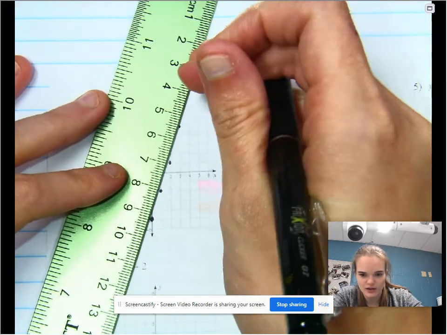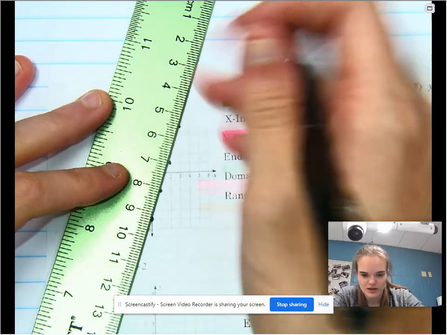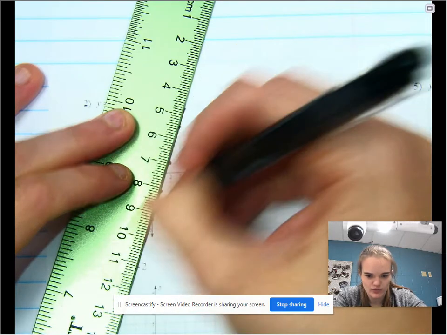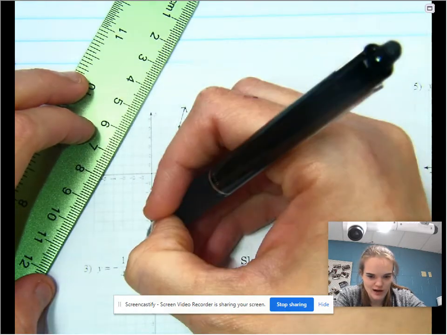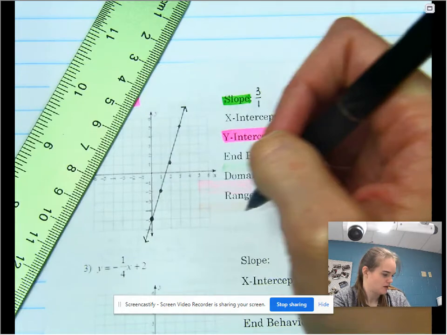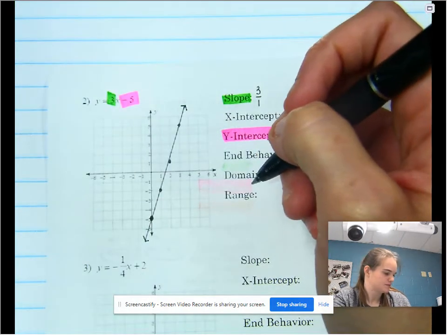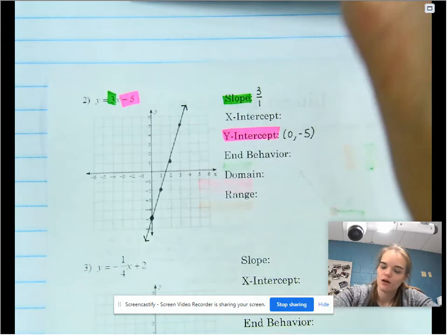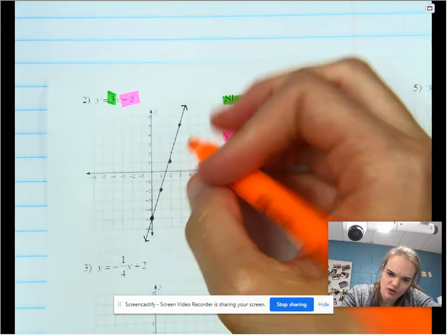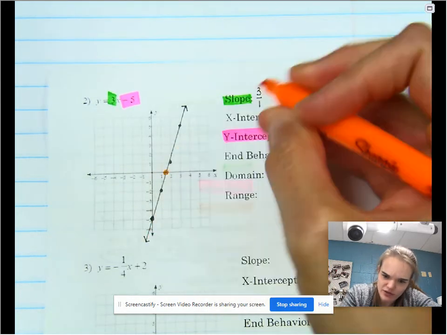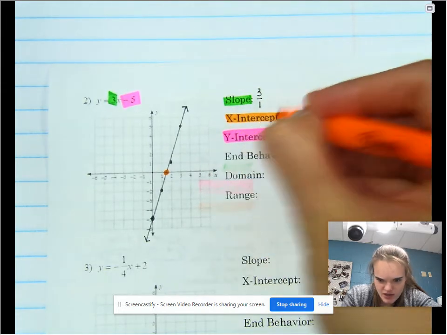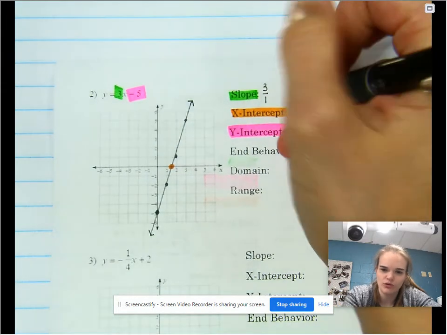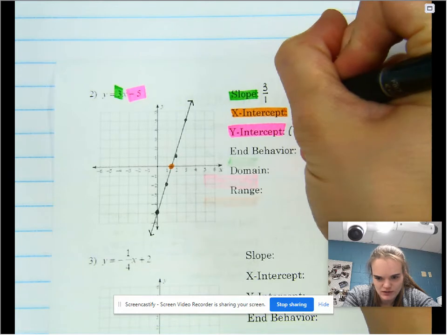Remember, I technically only have to have 2 points to make a line. I would connect them all the way through, though. I need it to cover the whole graph because I'm going to need that x-intercept. All right, so the x-intercept is where it crosses the x-axis. It looks like it crosses the x-axis between 1 and 2. So let's say 1.5.